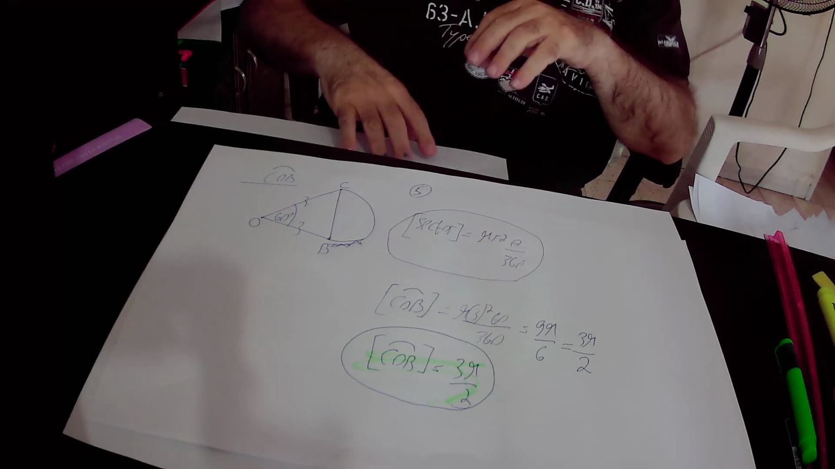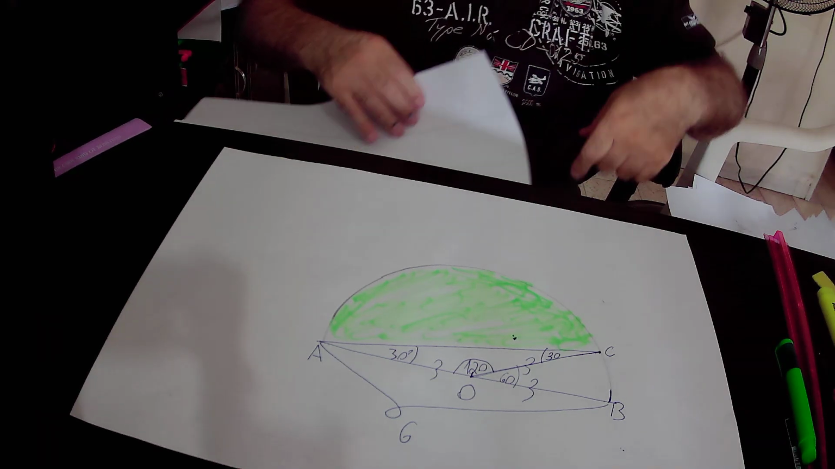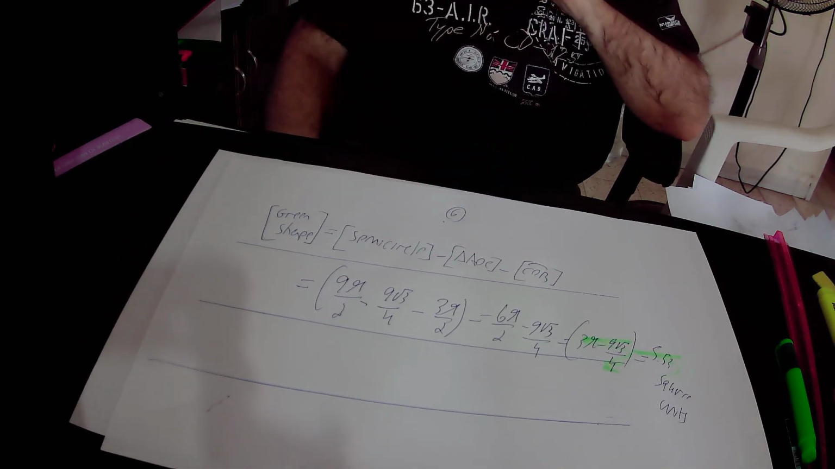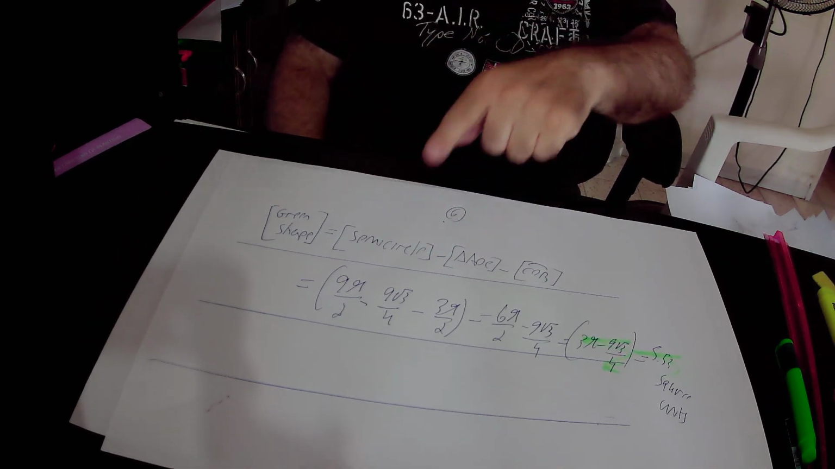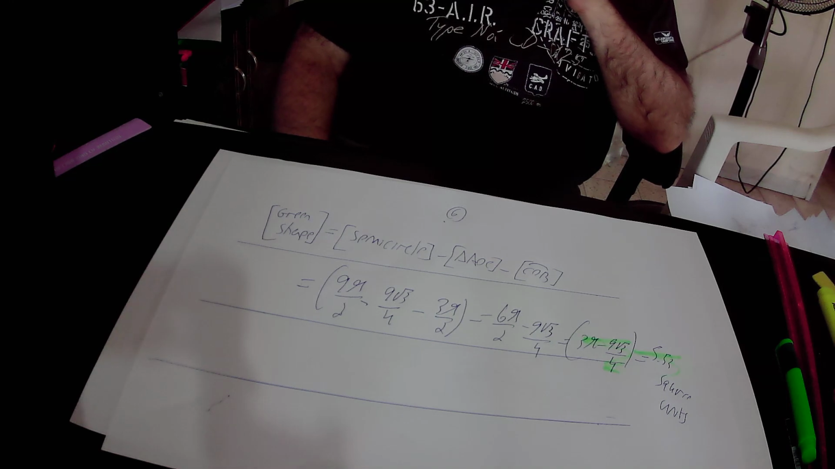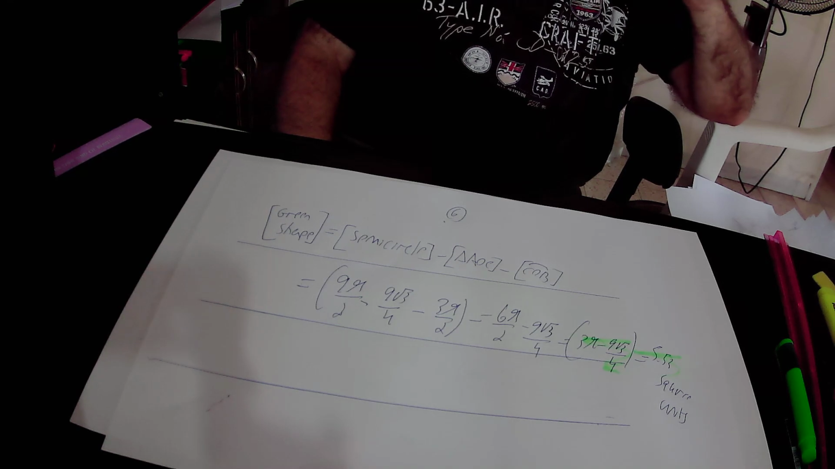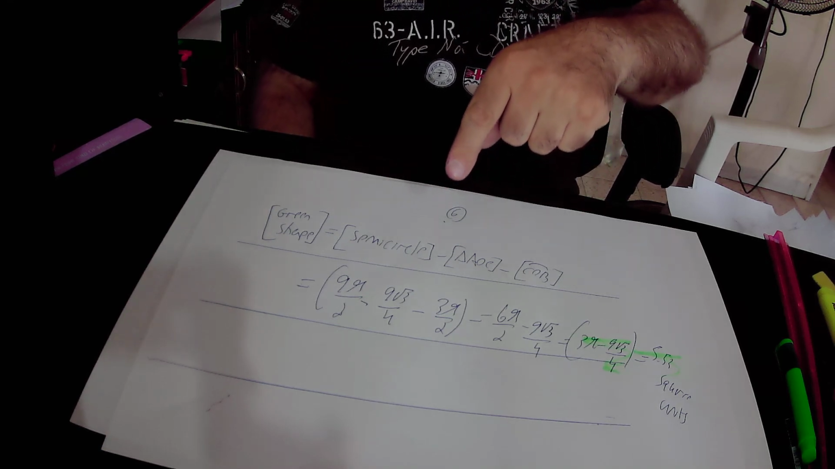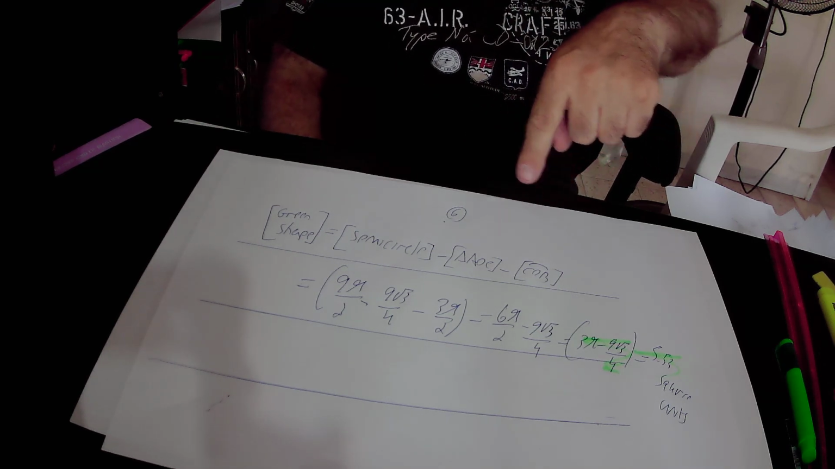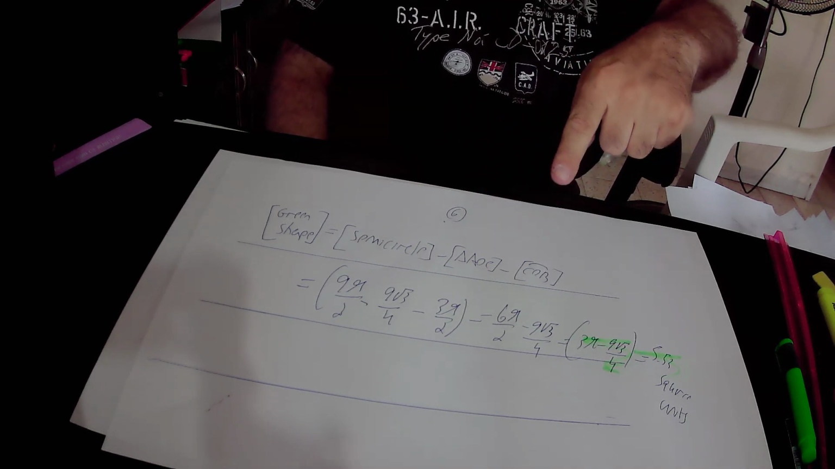Now we can find the area of the green shape according to the second method. I will remind you that according to the second method, the area of the green shape equals the area of the semicircle minus the area of triangle AOC minus the area of sector COB. We have already found that the area of the semicircle equals 9 pi over 2 square units. The area of triangle AOC equals 9 times square root of 3 over 4 square units. And we just found that the area of sector COB equals 3 pi over 2 square units. 9 pi over 2 minus 3 pi over 2 is 6 pi over 2.